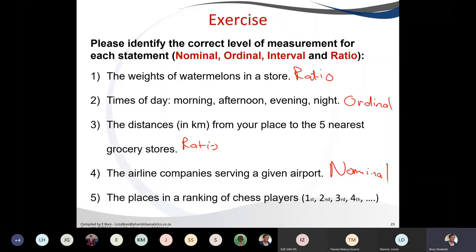The places in a ranking of chess players, first, second, third, and fourth, and so on. This is ordinal. Okay.